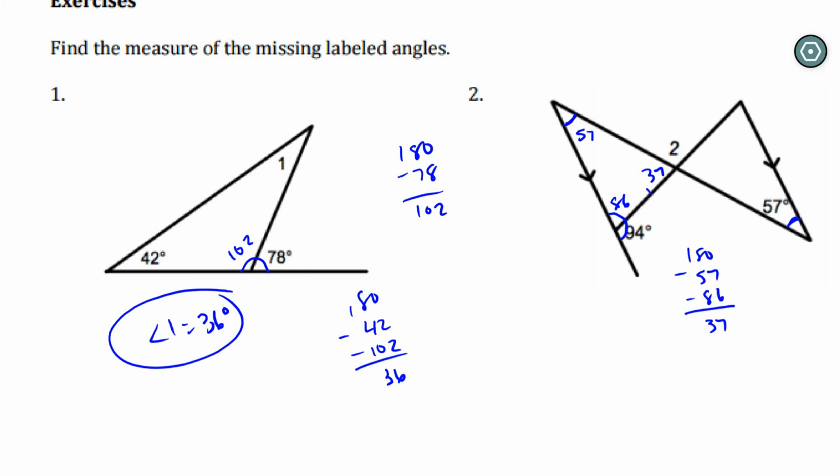Well, if I take a look at these two, well, those are a linear pair as well, so if I take 180 minus 37, that gives me 143 degrees. So there's angle 2. Angle 2 is 143 degrees.